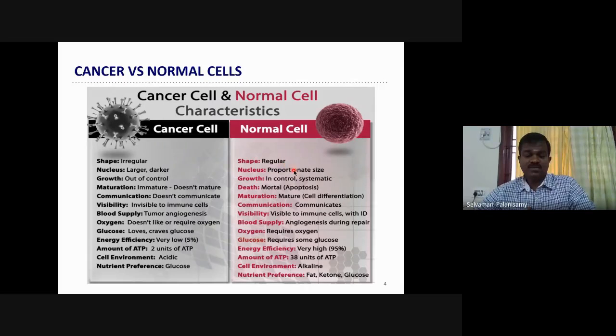Coming to normal cells, it is quite the opposite. It is regular, proportionate, and controlled. It has the phenomenon of apoptosis and it is mature. It undergoes differentiation and it communicates. It requires oxygen and glucose, and the energy efficiency is very high compared to cancer cells. It is an alkaline environment and the nutrition is based on glucose, ketone, fat, and so on. So with this, let me stop about cancer, because many resources are available to learn about cancer.